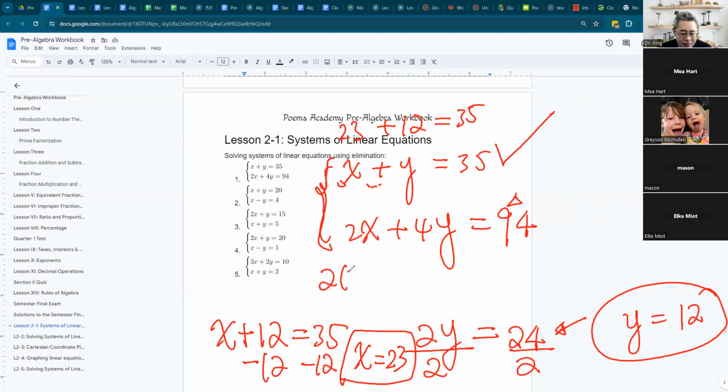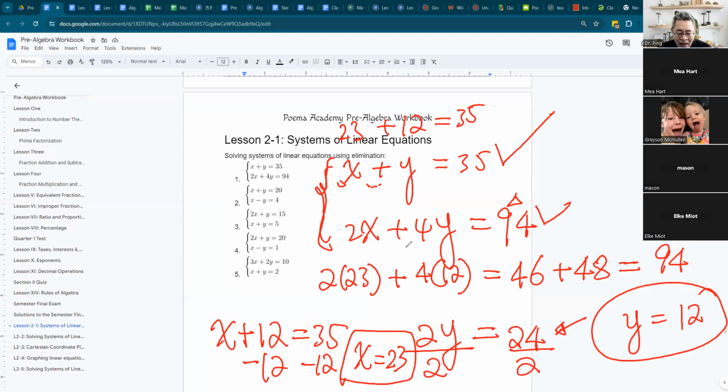Down here, 2 times 23 plus 4 times 12 gives us 46 plus 48, and that gives us 94. So therefore it is the same. Basically the left-hand side and the right-hand side are the same. That's why we say they're equal. As long as both sides of the equation are the same, then we know our solution. In this case, x equal to 23, y equal to 12 is the true solution. Okay, are we good on this one?